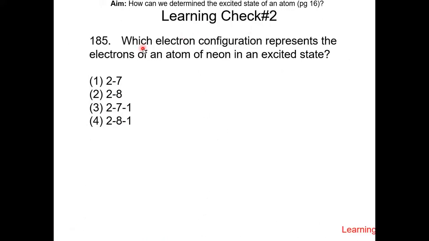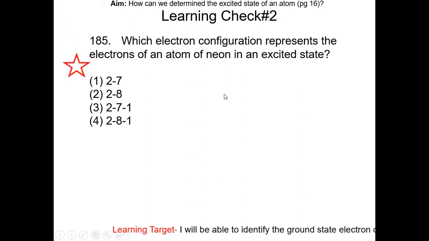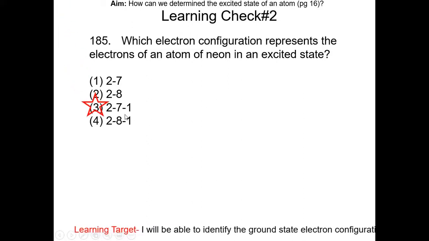Learning check number 2. Which electron configuration represents the electrons of an atom of neon in the excited state? So try to do this yourself, pause the video, and resume once you have the answer. Okay, so the answer is choice 3.